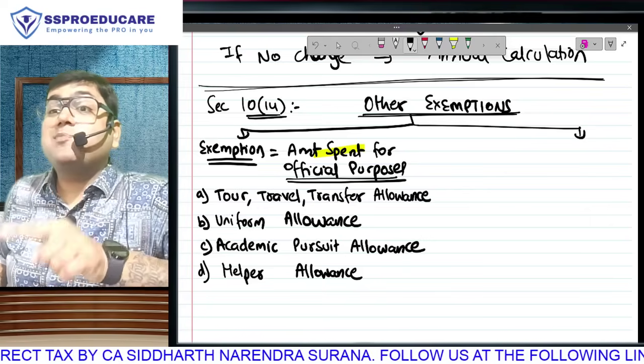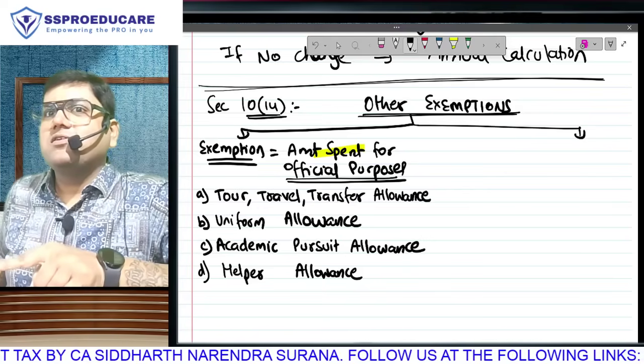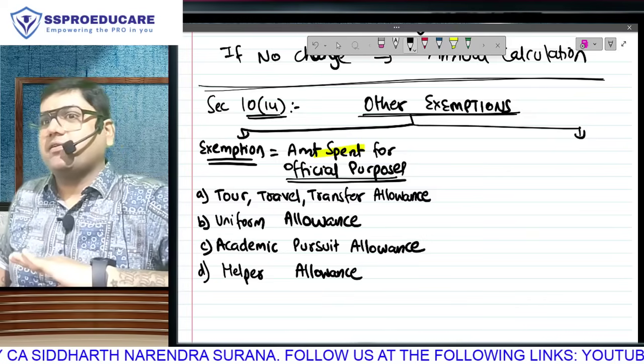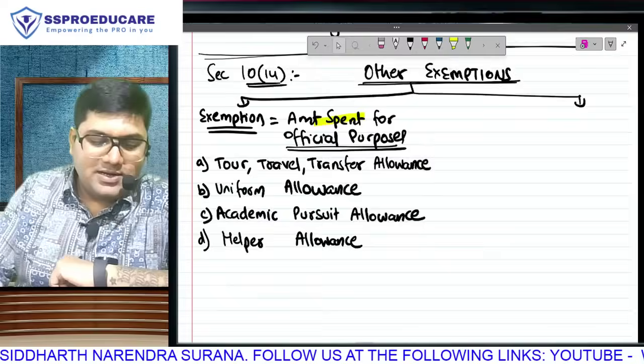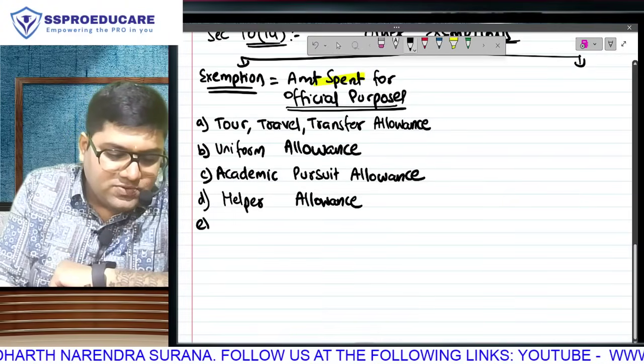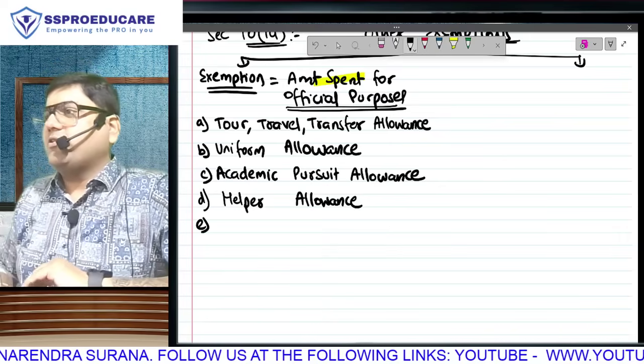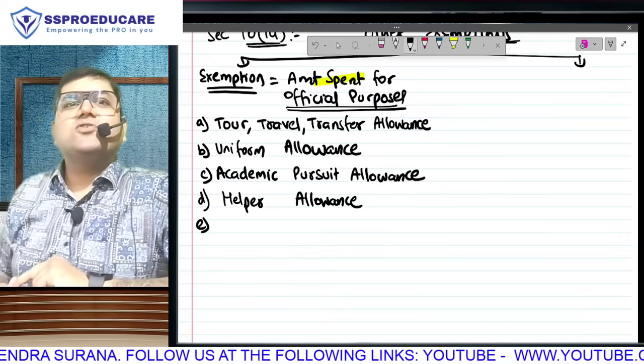Why? Because this helper you are keeping for office work. So that's not your benefit. Your benefit is whatever you have retained in your pocket. Understood? And last, CA students, you are very close to commencement of your articleship.